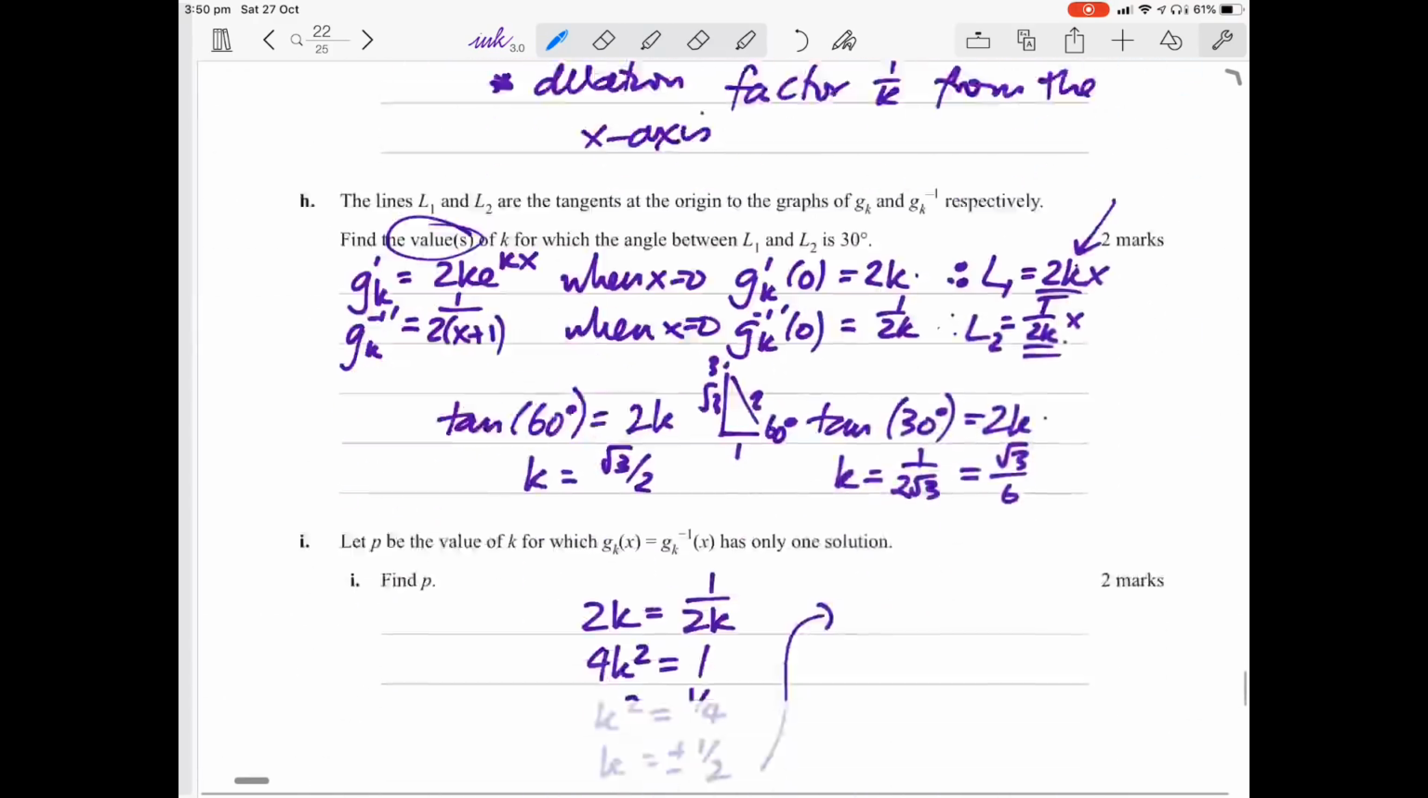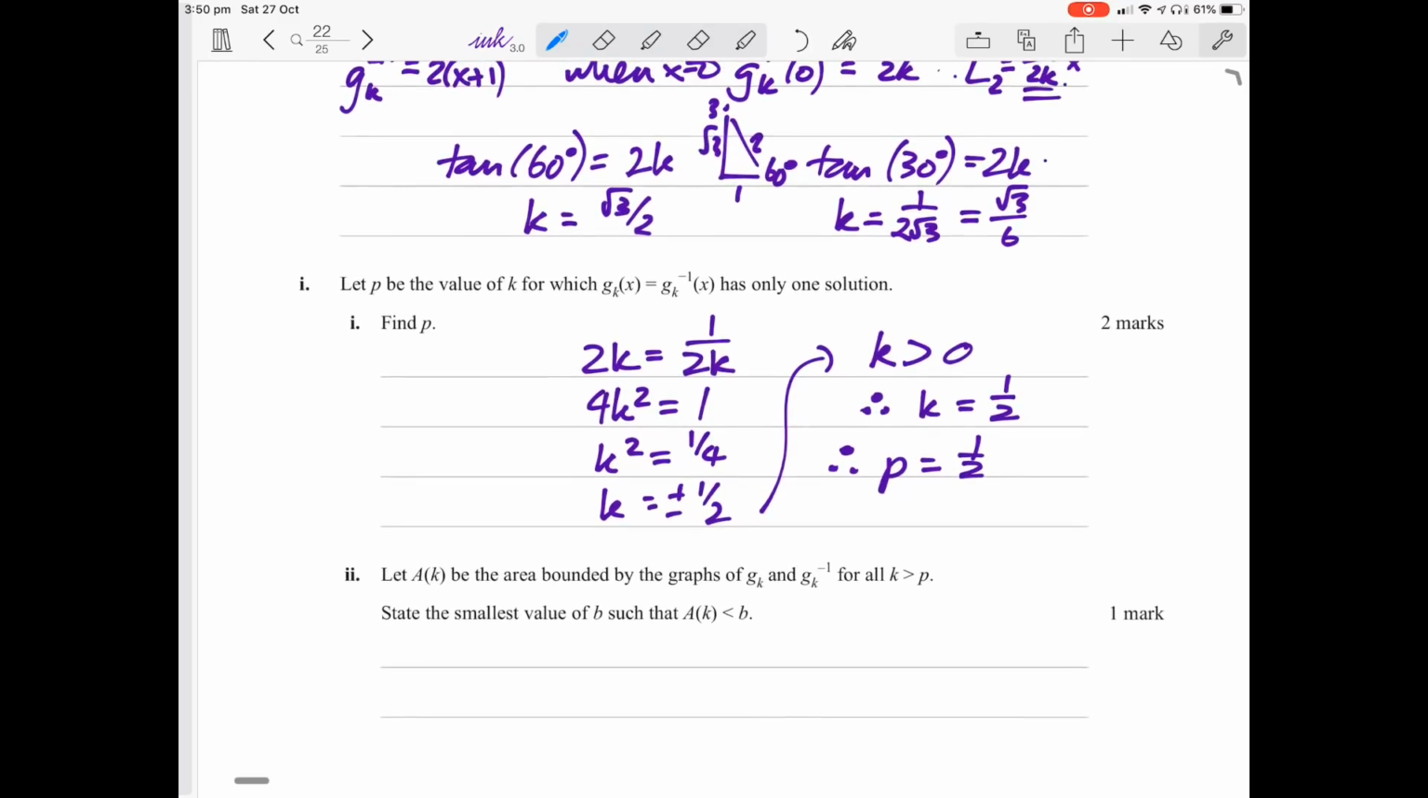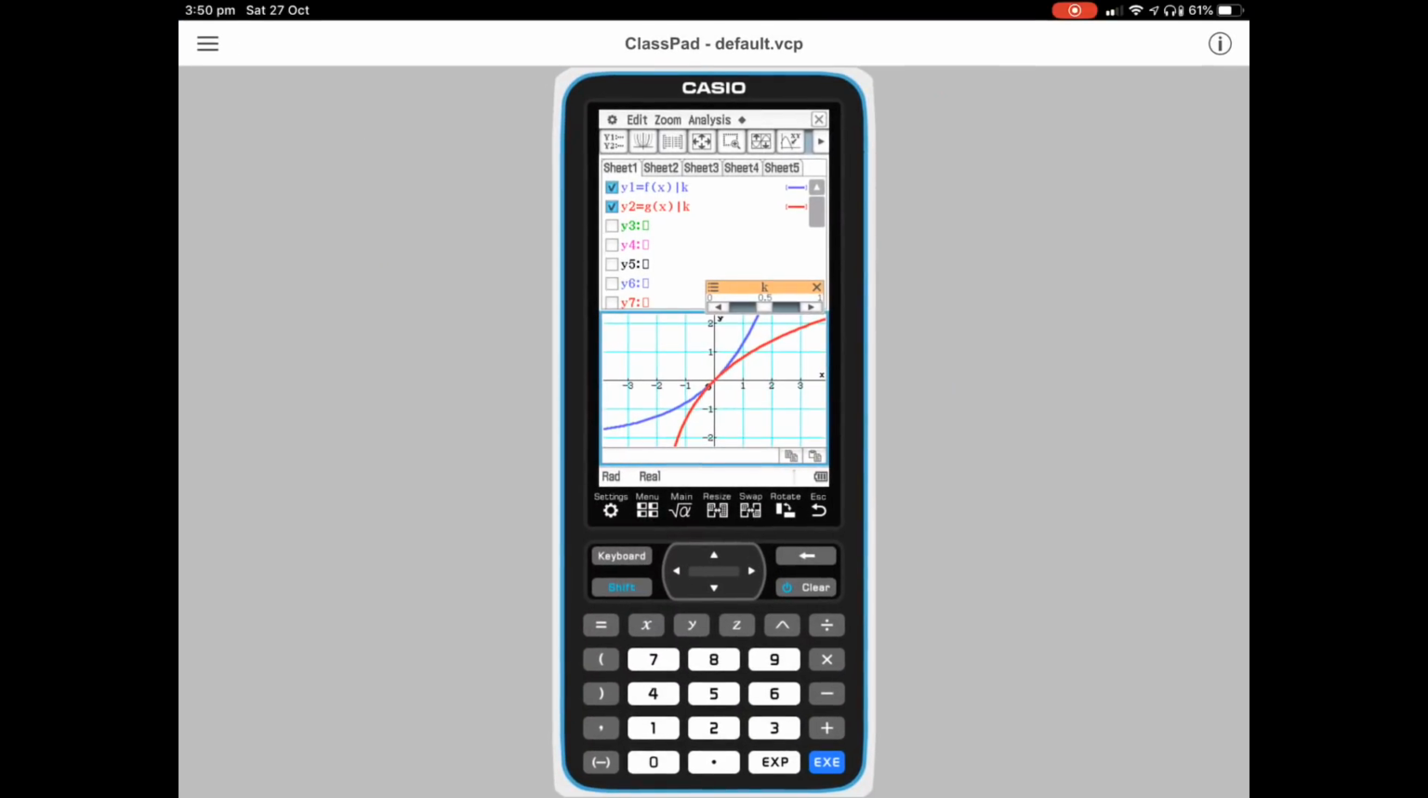K is positive, so it can't be negative. K is greater than 0. Therefore, k is equal to 1/2. Therefore, P is equal to 1/2, because P is the value of k for which there's only one solution. And we know if we let k equal 1/2 that there's only going to be one intersection point.